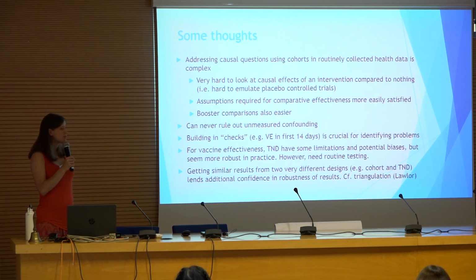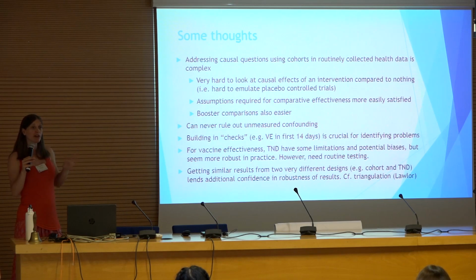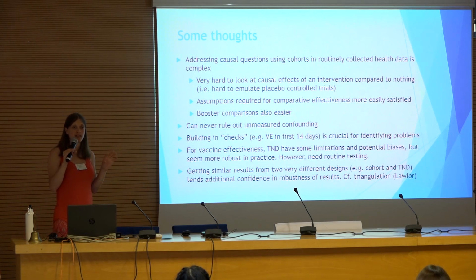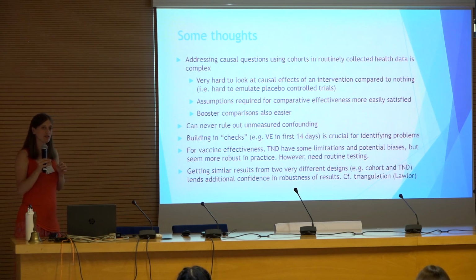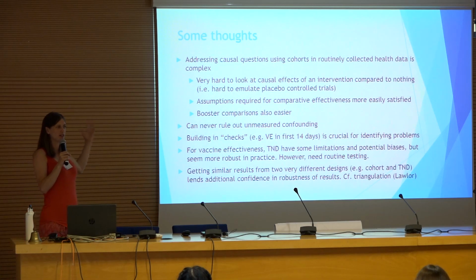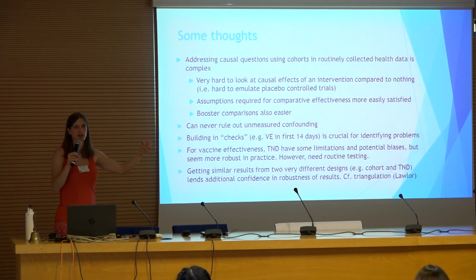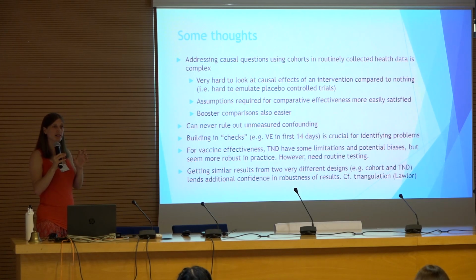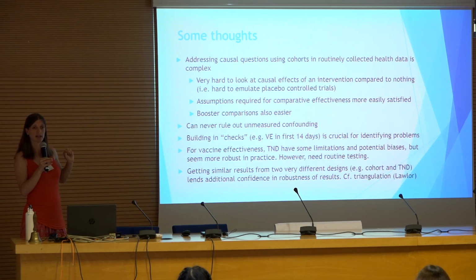And the final thought is, when you can get similar results from two very different designs, where the different designs require completely different assumptions, it adds huge confidence to the results. So the target trial approach and the test negative approach, when they both gave us the same answer, we can be very confident that it's right, because it's unlikely that both sets of very different assumptions have been violated, but somehow coincidentally given us the same result. And that all harks back to this idea of triangulation, which I think you're going to learn about next week.